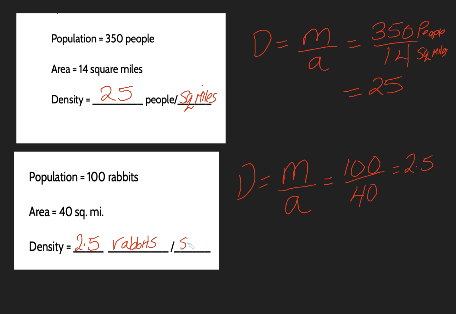And per square miles. Because remember, this was your rabbits and the 40 was your square miles. So always remember, population is just rabbits, area is square miles, and density is measured in rabbits per square mile. So if someone asks you what this meant, you would say, oh, you can find 2.5 rabbits living in each square mile if they're distributed evenly.